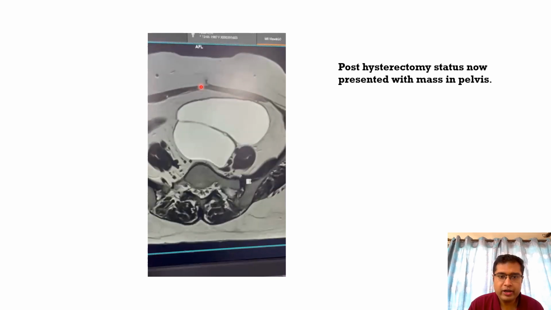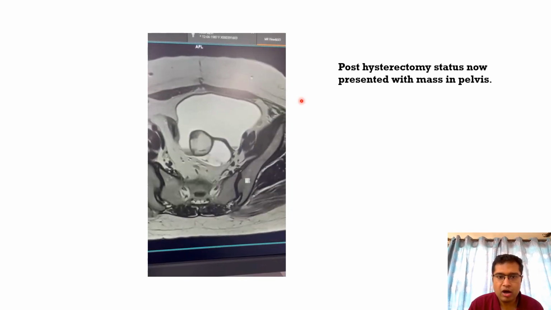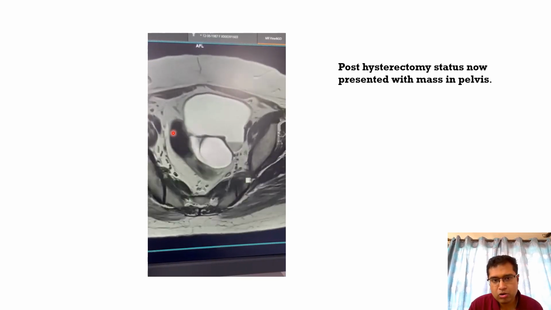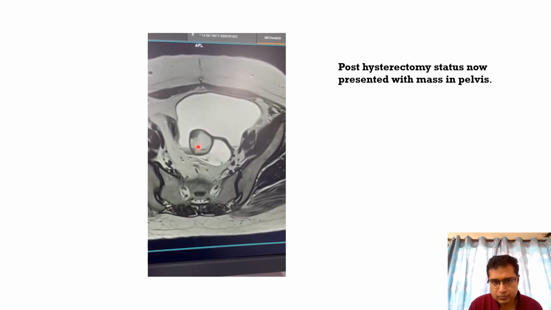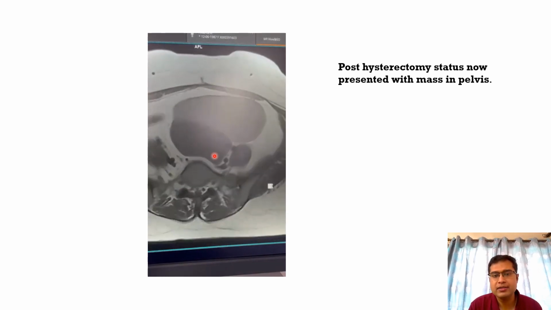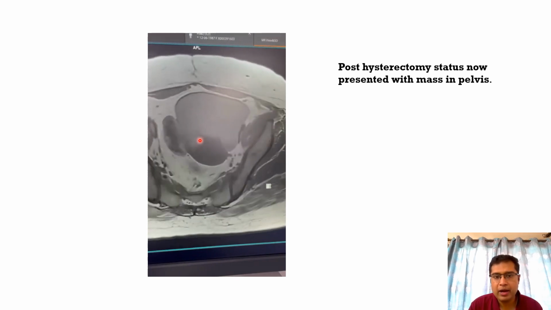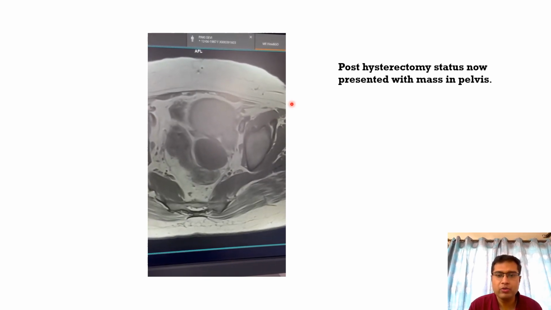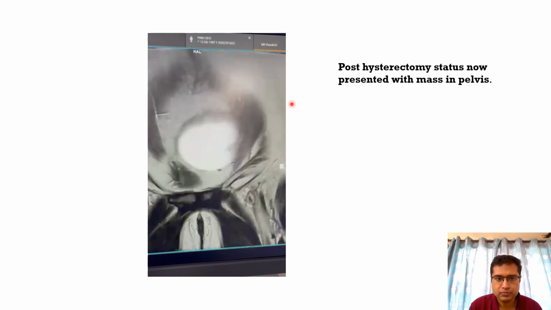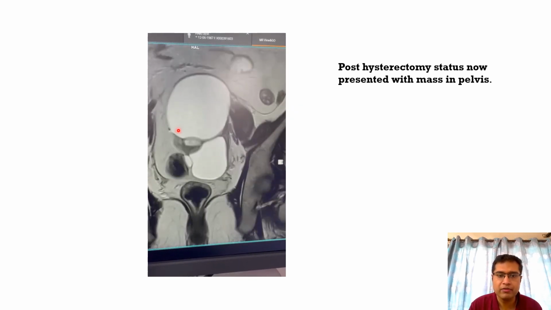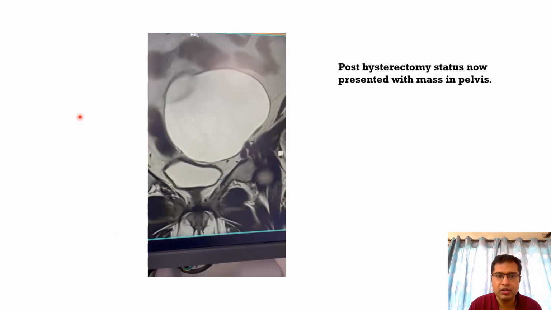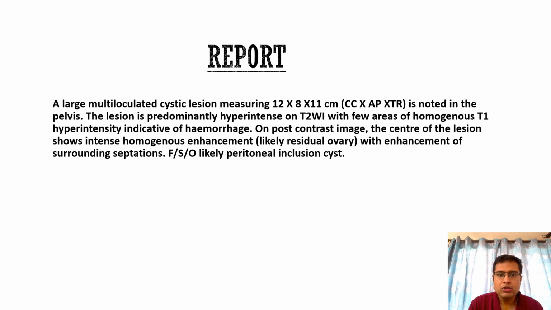Now these are the T2 weighted axial sections, where again we can see a large cystic lesion, and the central lesion is also cystic in nature, with some hyperintense signal on T2. These are the T1 weighted images, which show some hyperintensity within the cystic component, suggestive of hemorrhage. And these are the T2 coronal images, where we can see this particular lesion along with multiple surrounding cysts and septations.